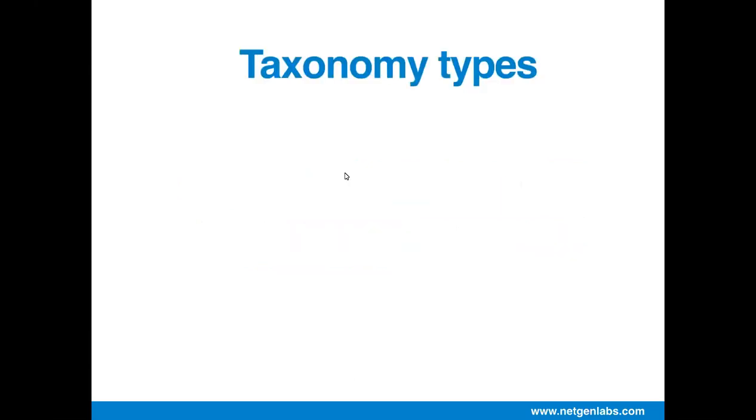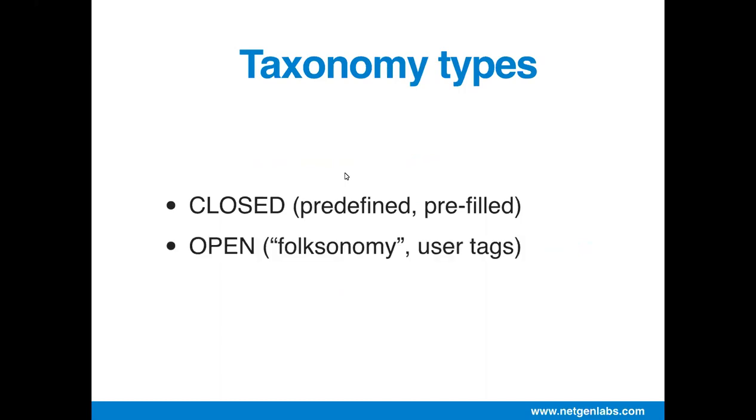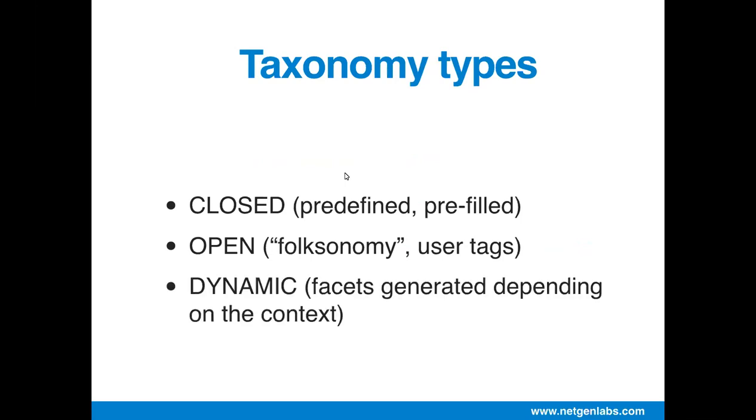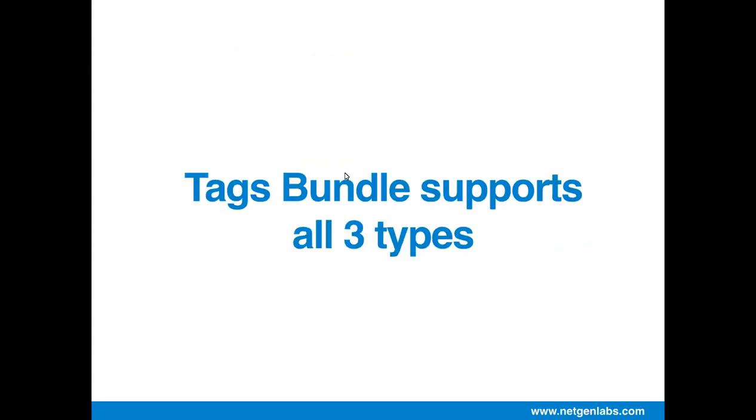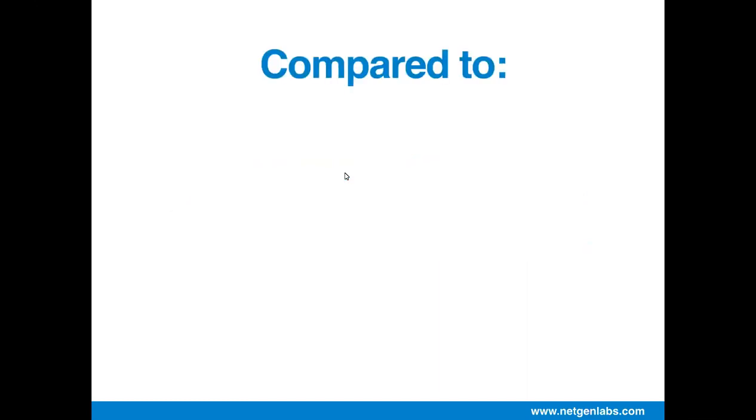Also, regarding taxonomy types, you can roughly list three types of taxonomies. There is a closed one, which is something that you predefine and then users just use it. You have an open one, which is something that you let users tag, which is much more open. It's called folksonomy in some cases. And there's a dynamic one, which is generated depending on the context. And Tags Bundle supports all three types in a certain way, which is quite an important feature I will explain later.